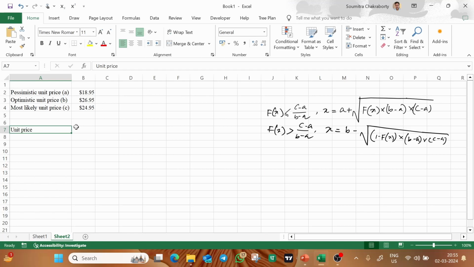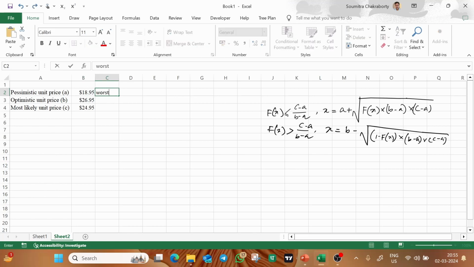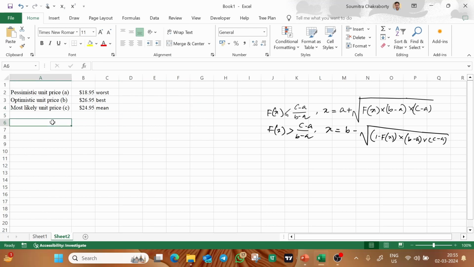So suppose there is a company and a product. There are three estimates of the unit price, selling price. One is your pessimistic estimate, something like 18.95. This is the worst case, and this is the best case, the best or optimistic estimate, and this is the most likely, that means the mean. So then let us implement this.